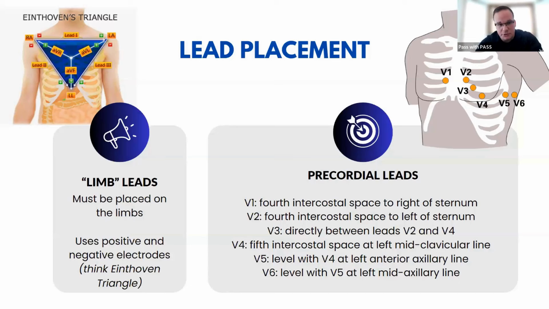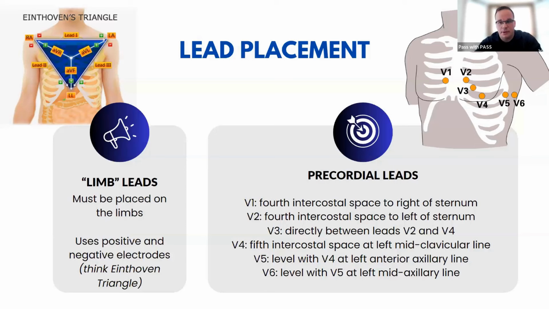But limb leads are truly designed to be placed on the limbs. So on the upper arms and the thighs, or the ankles and the wrists. The ankles and the wrists can be challenging because of patient movement. I understand that. But for their best view and the way they are intended to view, they should be placed on the patient's limbs. The precordial leads, those are the chest leads.